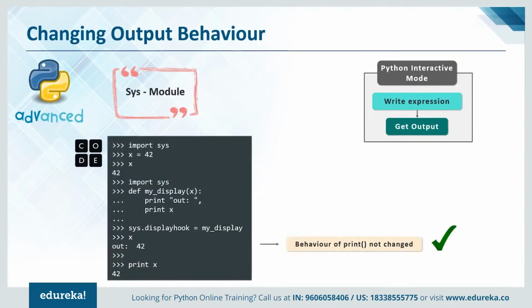Check it out. We can see from this example that the standard behavior of the print function will not be changed. So importing sys, we are putting a value of x, so x equal to 42. Again, we're defining my_display and we're printing out and again printing x. Here we're using the display hook, right? So sys.displayhook is equal to my_display, and x. The print function remains the same, as you can check it out, right? So this is how we can change the output behavior, but without changing the behavior of the function.